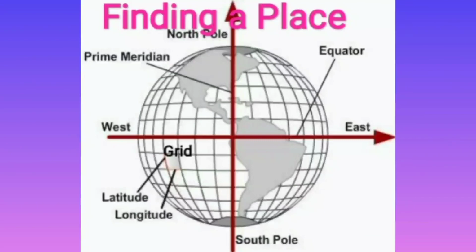Finding a place. The parallels and meridians form a mesh or a grid. They help us locate a place on a map or a globe. The point of intersection of the parallels and the meridian on the map will be the position of the place.